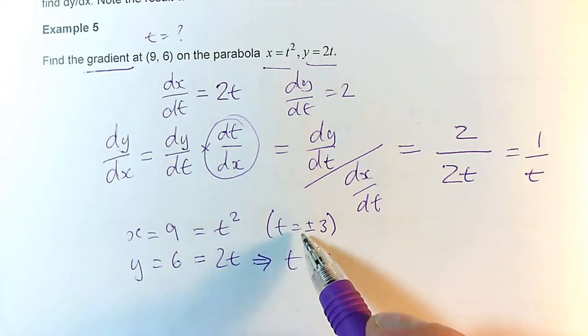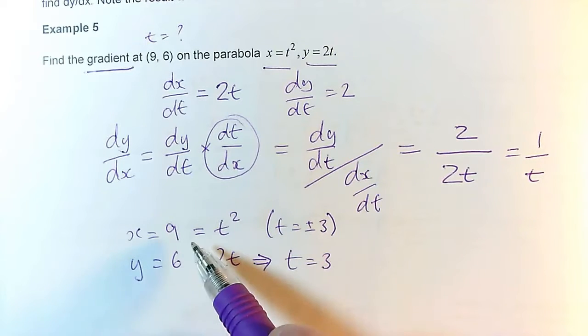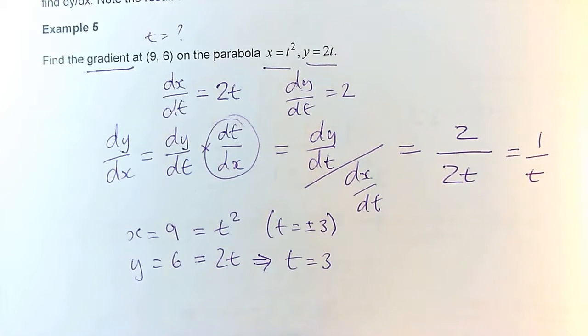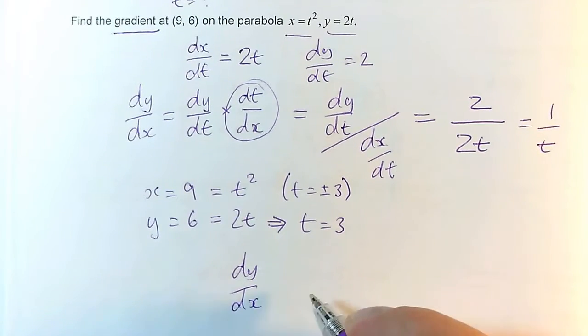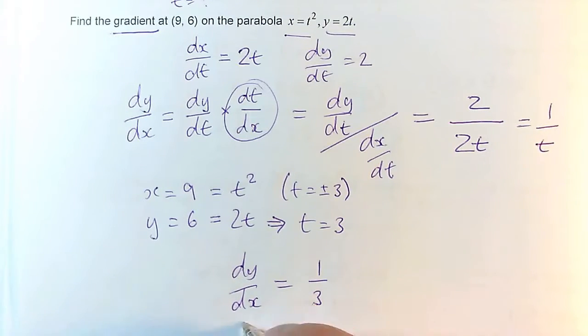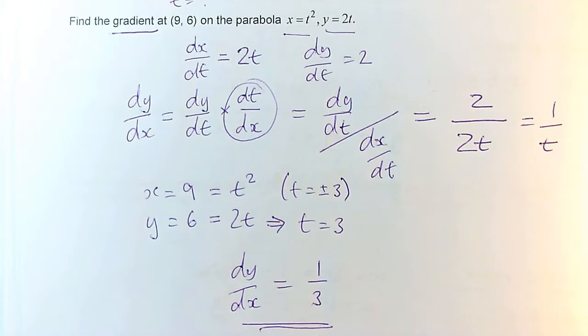Okay, but the solution t is minus 3 may work for x, but it doesn't work for y, so we're just not interested. So therefore t is 3 is the only value we're interested in, and my dy by dx, my gradient, which is what I was asked to find, is, I know dy by dx is 1 over t, so it's 1 over 3, and that is my answer for dy by dx at that point.